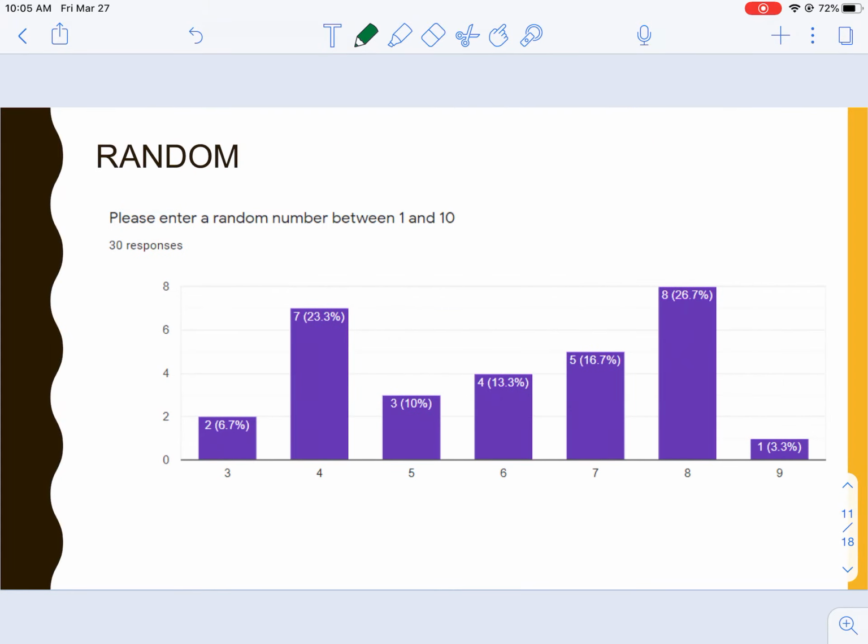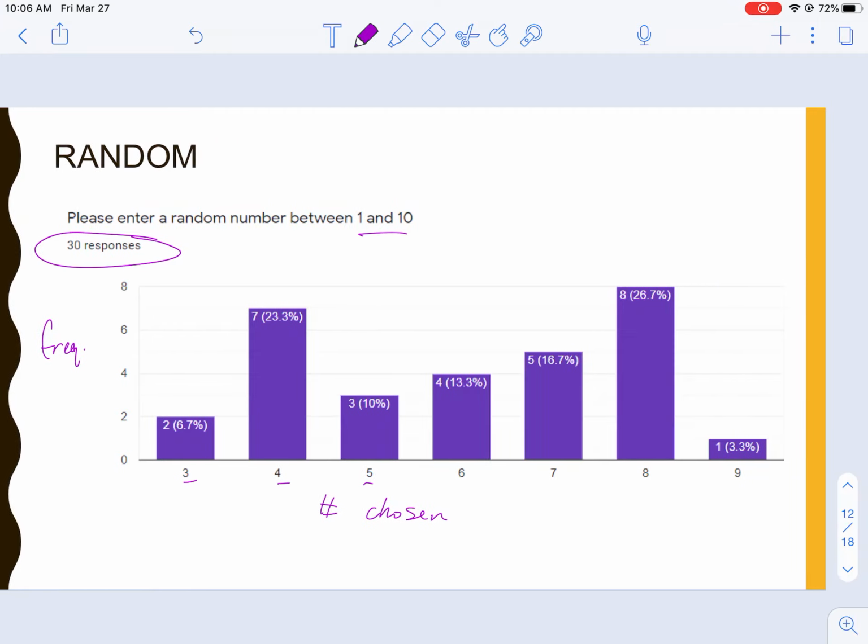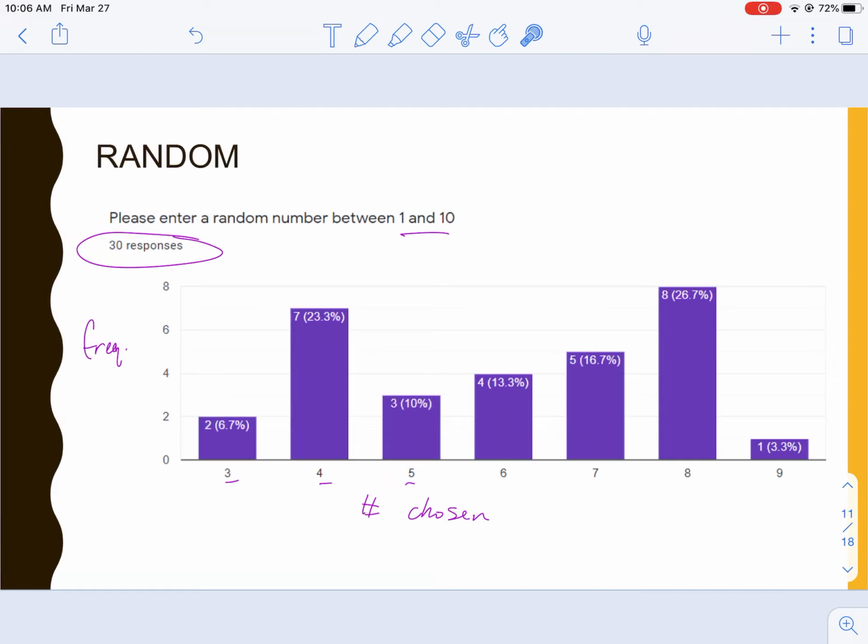So, I asked you to enter a random number in a Google form between 1 and 10. 30 of you responded, and this is what we found. This is the number chosen down here, and this is the frequency, or how often. So 2 of you chose 3. 7 of you chose the number 4. 3 of you chose the number 5. 4 of you chose the number 6. 5 of you chose the number 7. 8 of you chose the number 8. And 1 of you chose the number 9.